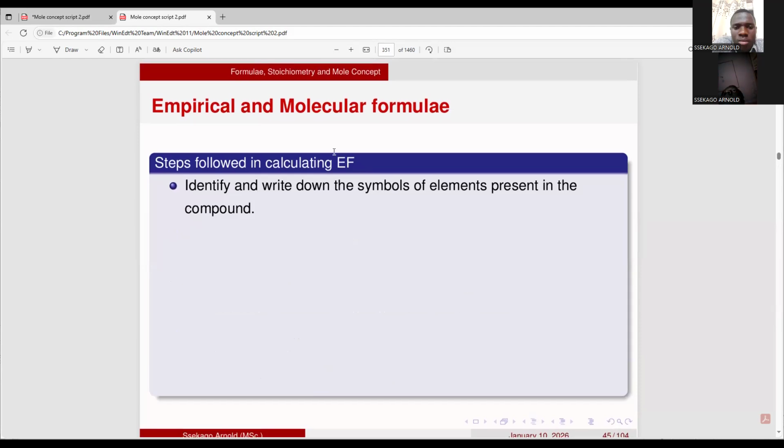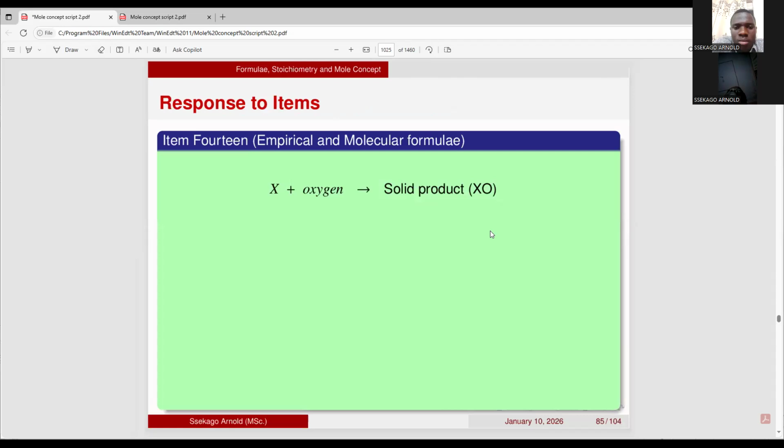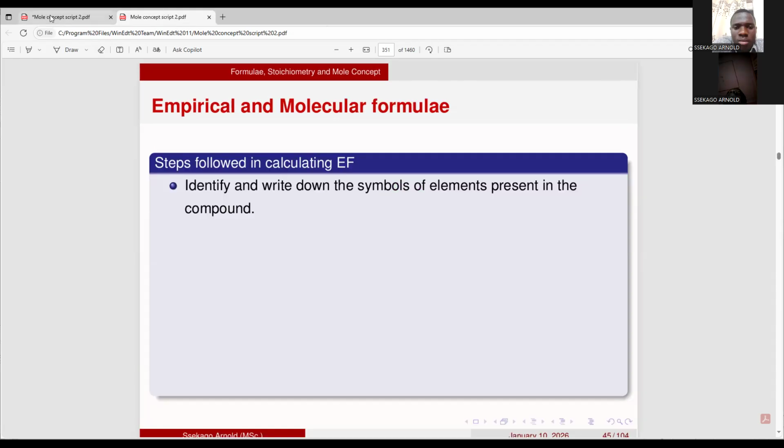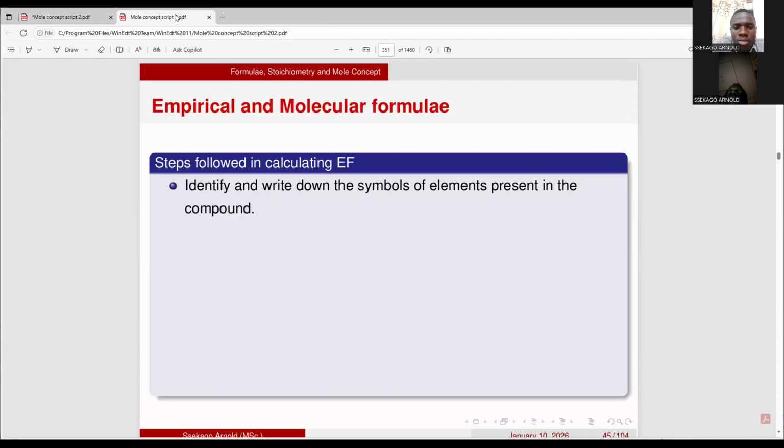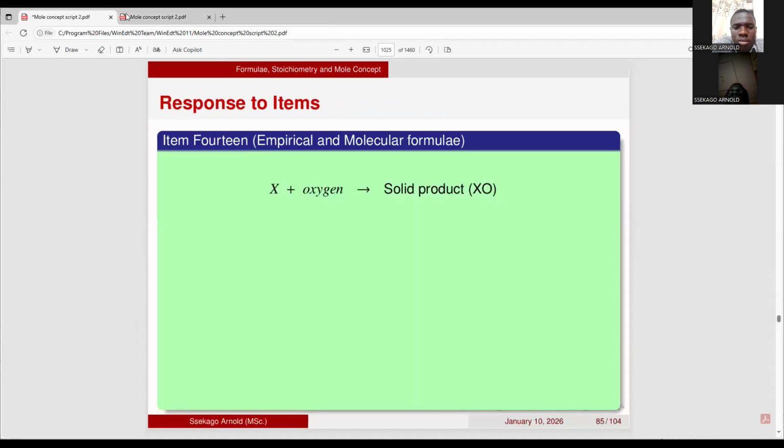The first rule says to identify and write down the symbols of elements present in the compound. Now our compound in this case is the oxide of X. It is made up of X and oxygen. Now I have identified the elements present in the compound, X and oxygen. That is rule number 1. I'm going to write the symbols later on, but I've identified them: X and oxygen.